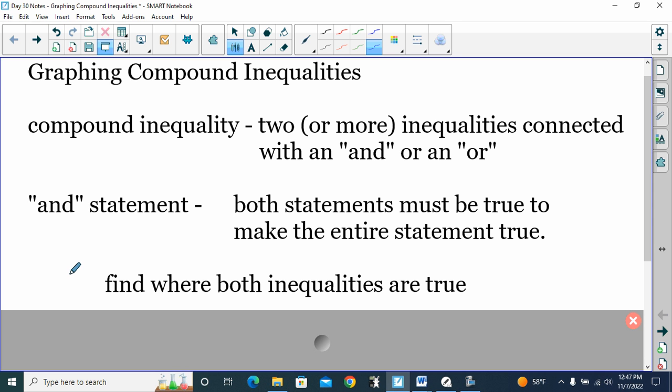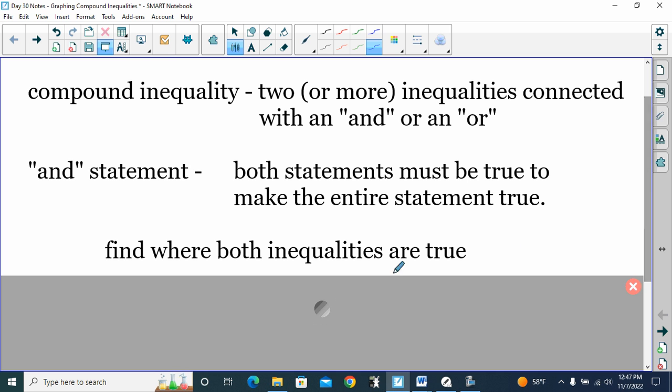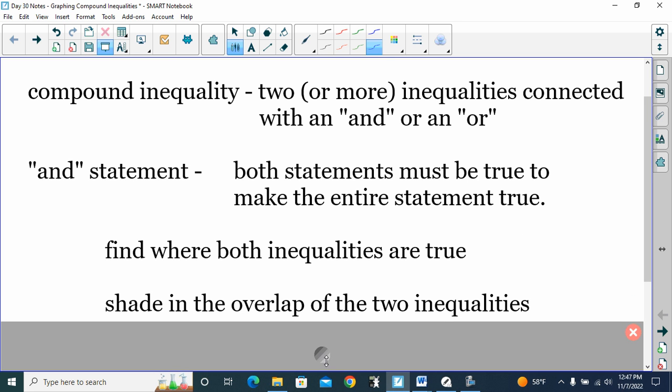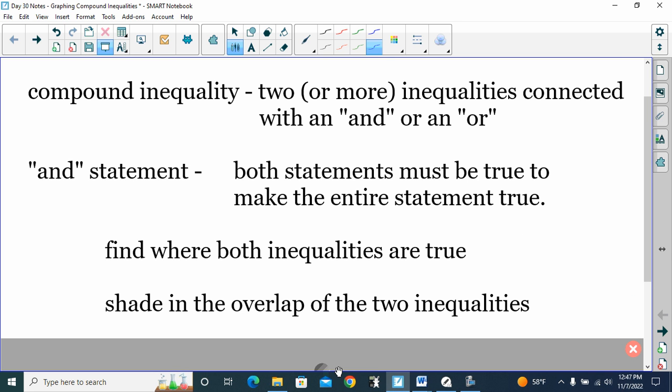Which means if we were to look at the two inequalities' graphs individually, we would shade in the overlap of the two inequalities. Because I need both of them to be true, we look at the first one, we look at the second one, and then in our final answer, we want to shade in the overlap, where both of them are true.